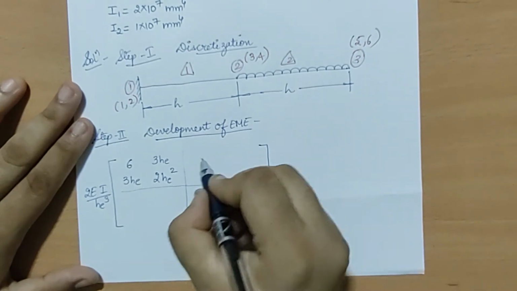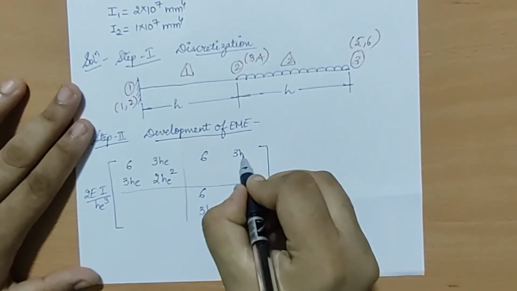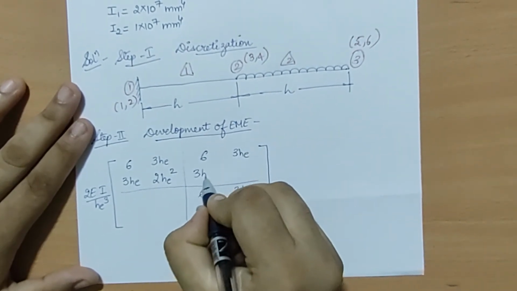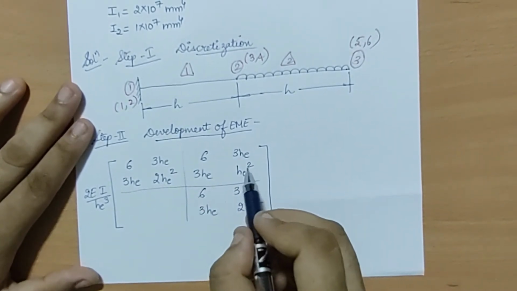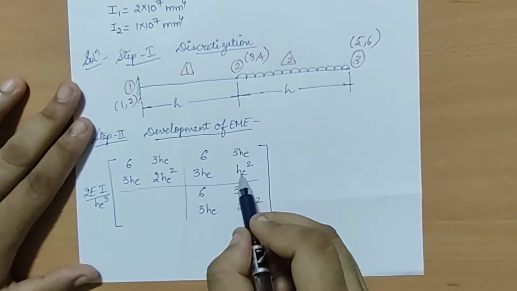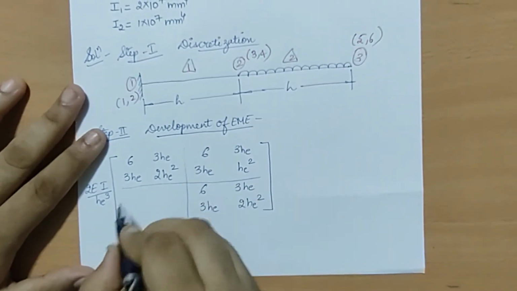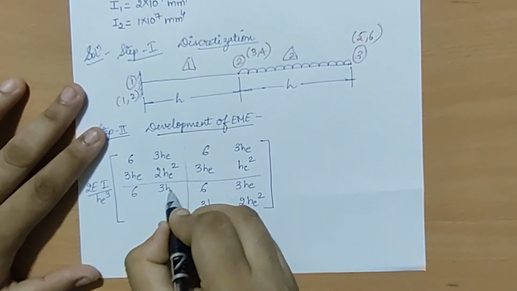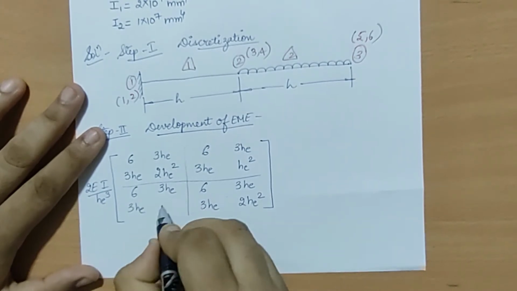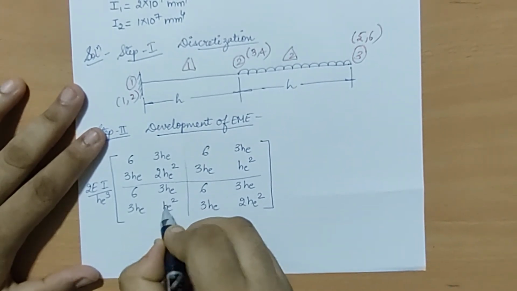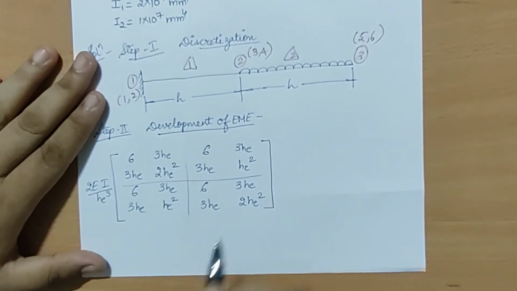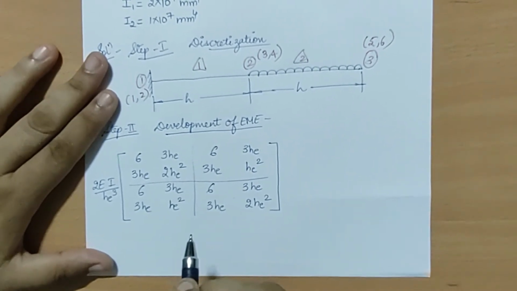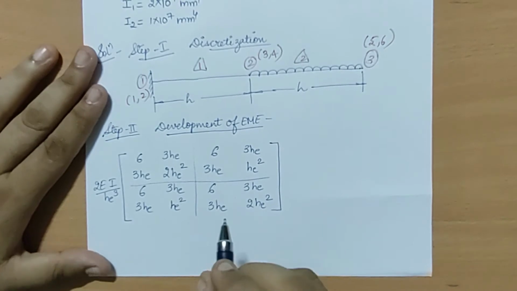Now here the elements are 6, 3HE, 3HE and only HE square. So the difference here is 2HE and HE. So here again I will copy the same elements 6, 3HE, 3HE and HE square. Now there are some negative signs also over here. Now I am giving you a trick for remembering where you will be placing the negative sign.